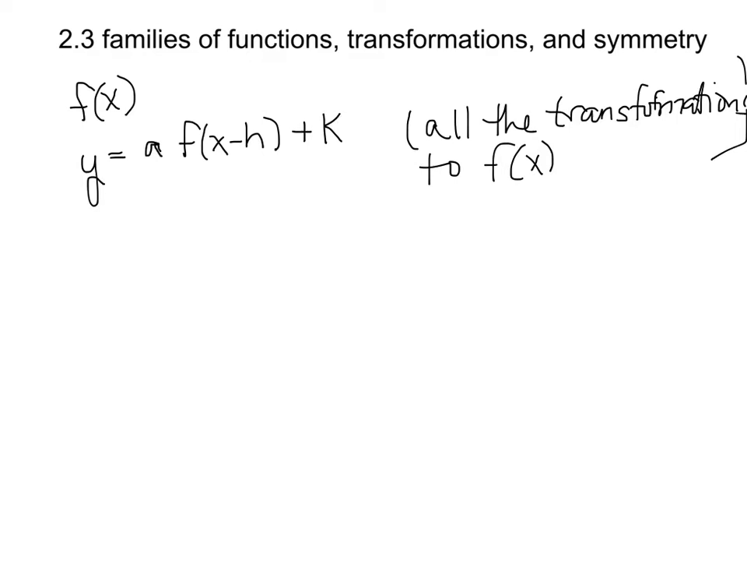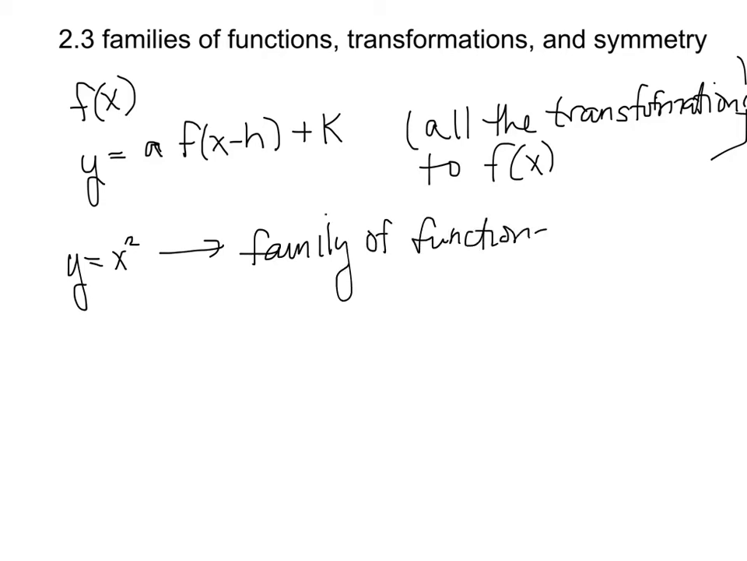Okay, this also refers to a family of functions because since we can put any value in we want for a, h, or k, it'll get any transformation to the function f of x, so we call it a family of functions. If we think about the more familiar y equals x squared, then our family of functions here would look like y is equal to a times x minus h quantity squared, and then we'd add k. So this is the family of all the quadratic functions.